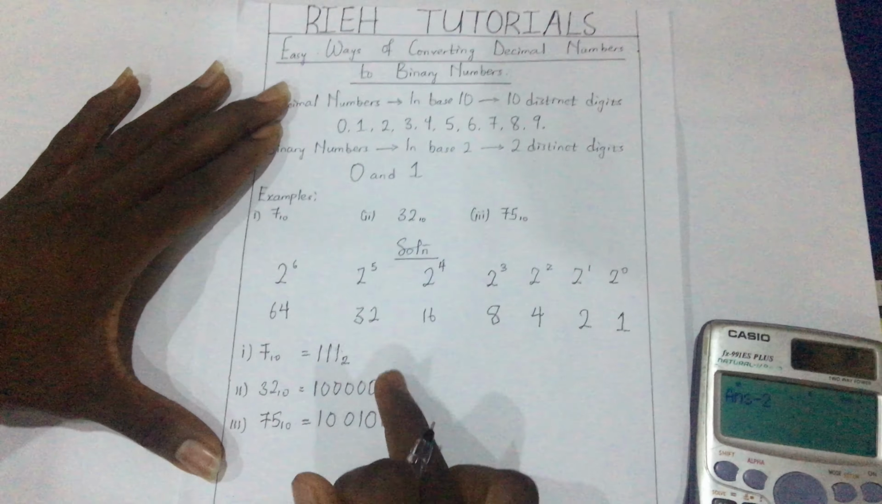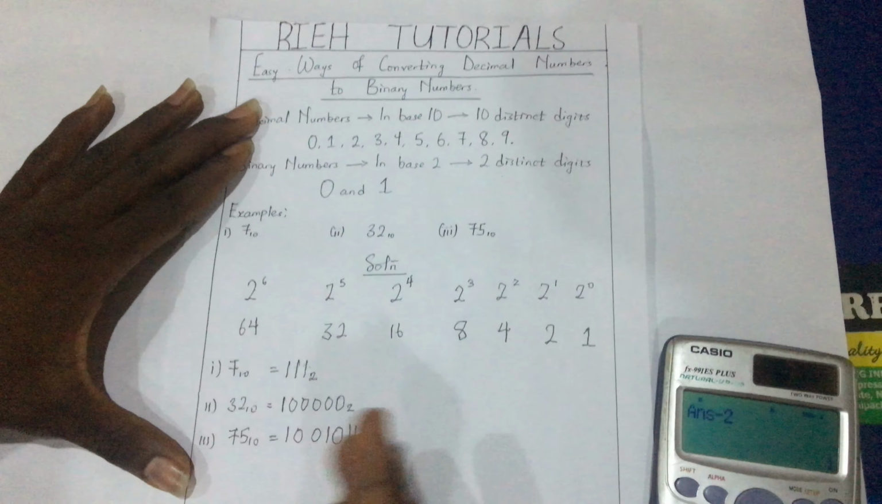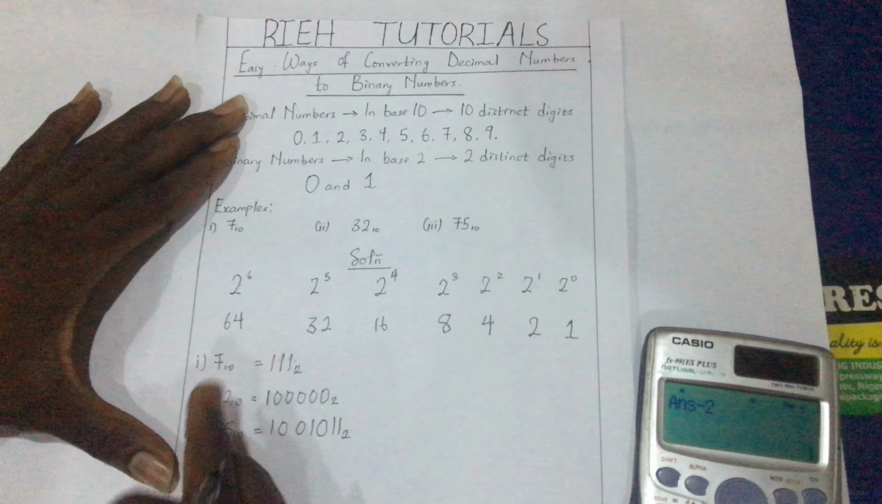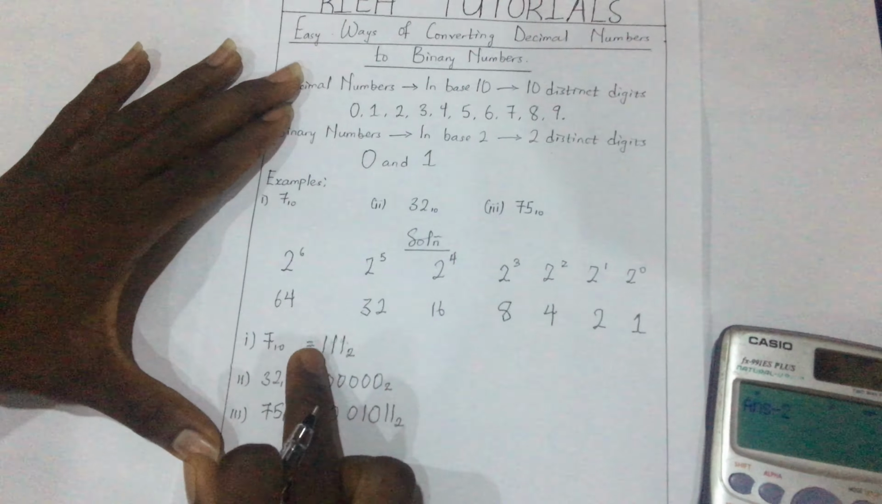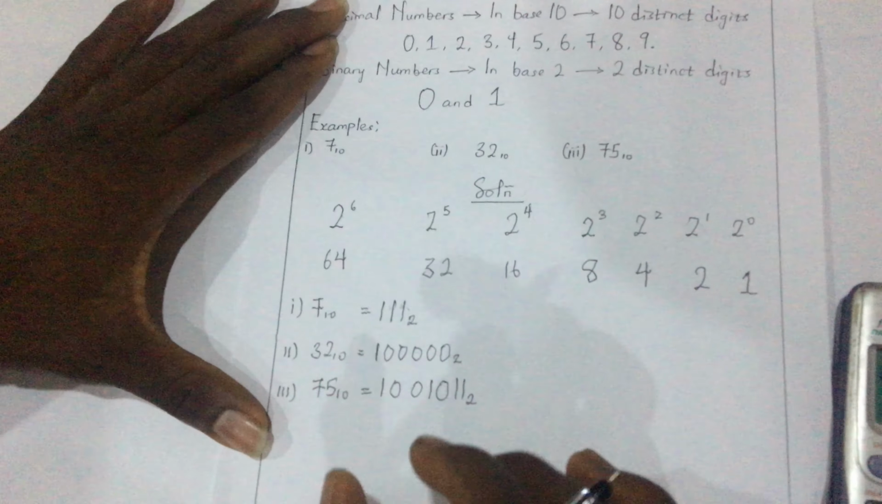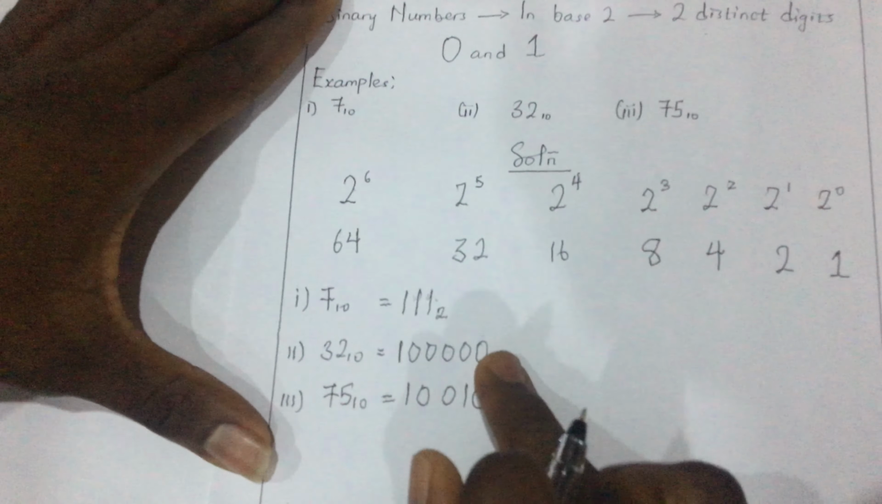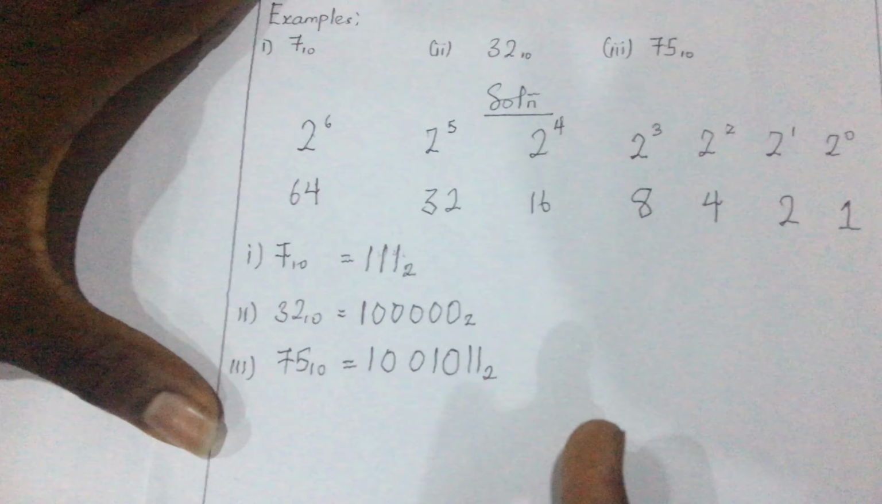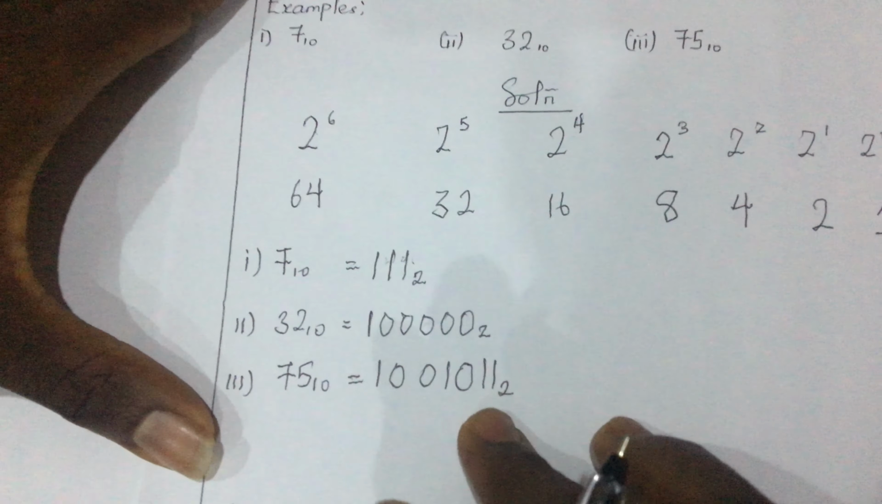Just like the tip I gave earlier, if it is an even number, it would always end with a 0, and if it is an odd number, it would always end with 1. Looking at this, 75 base 10 is an odd number. You can see it begins with 1 and ends with 1. And 32 is an even number. It began with 1 and ended with what? With 0. 75 base 10 is an odd number. It started with 1 and ended with what?